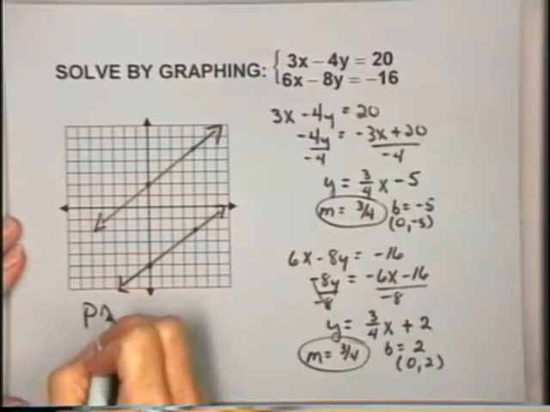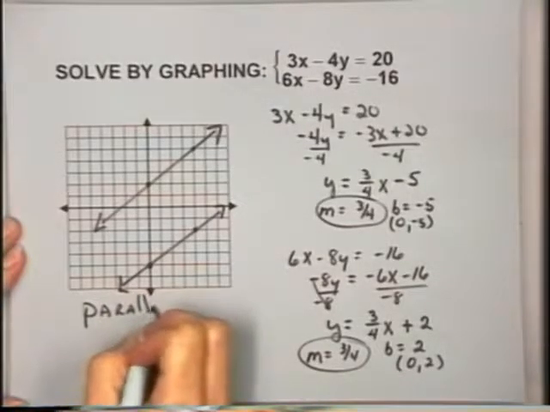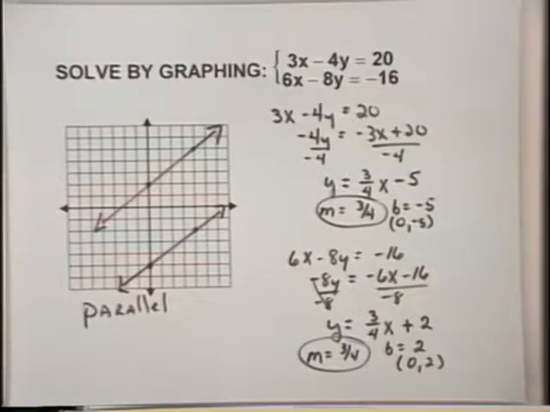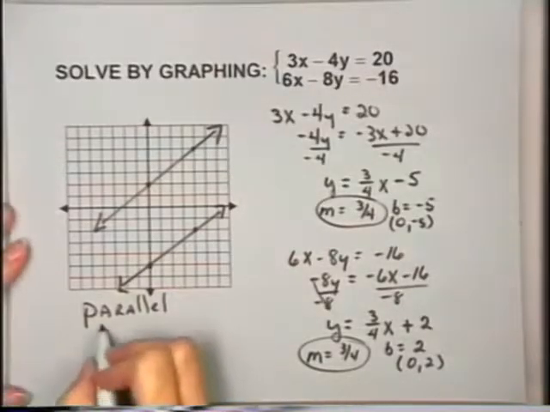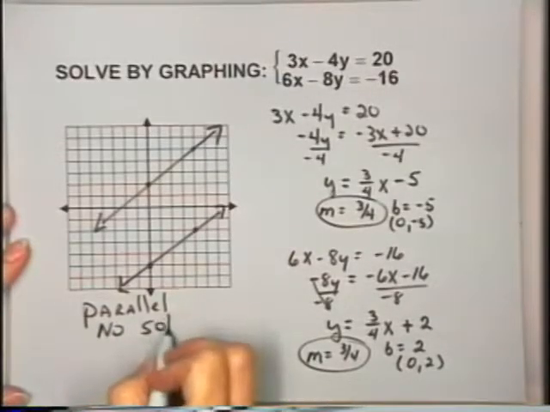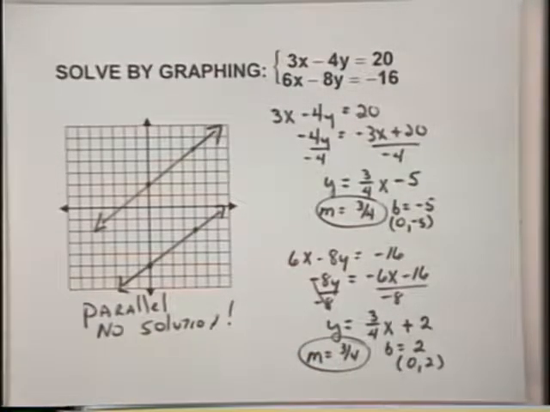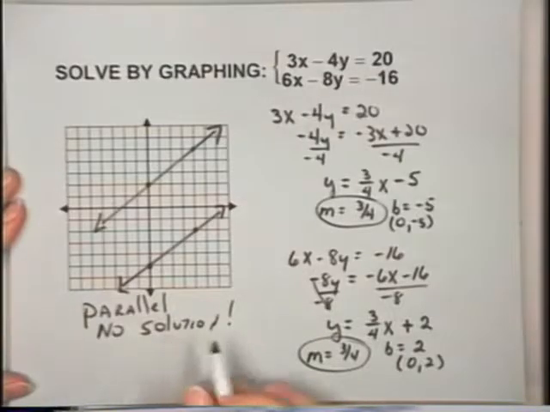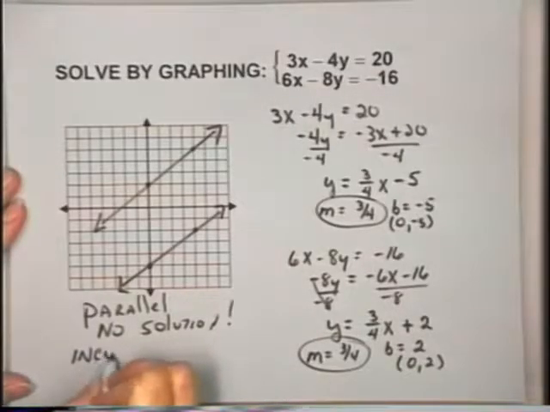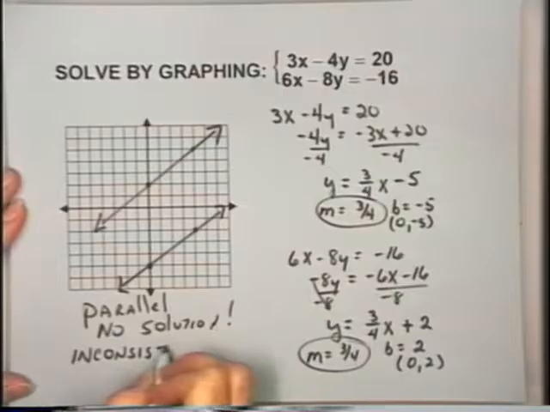Since I have parallel lines, these lines will never intersect. Therefore, I have no solution to this system of equations. There is no value of x and y that will make both equations true at the same time. If we have a system like this with no solution, this is called an inconsistent system.